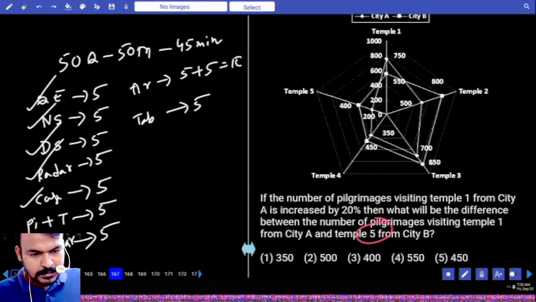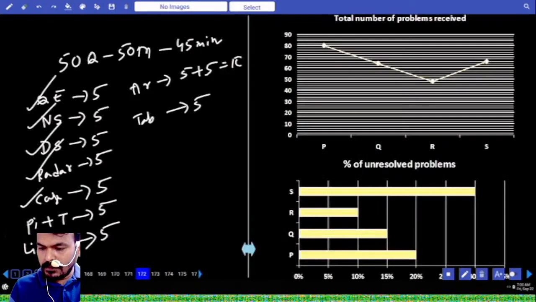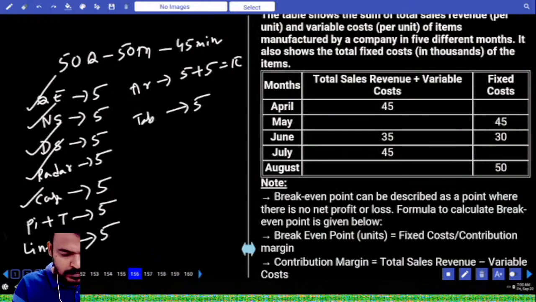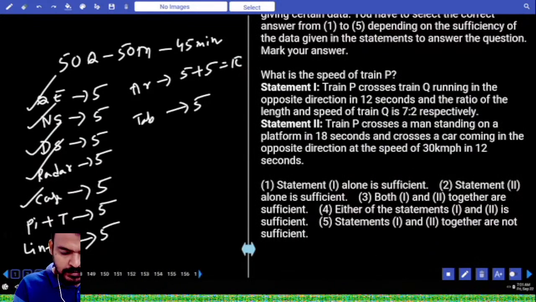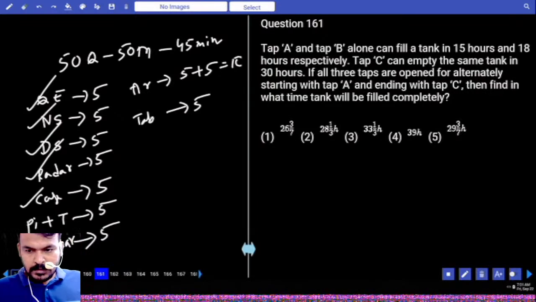Next arithmetic questions. What is the first one? 150, 146 or 150, 161. Question number 161.